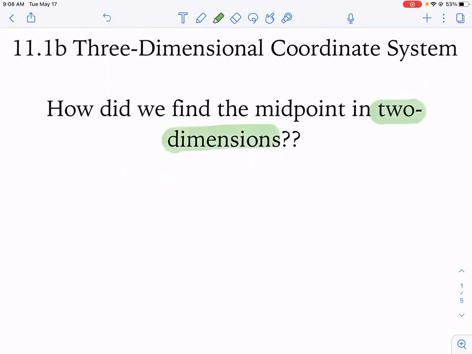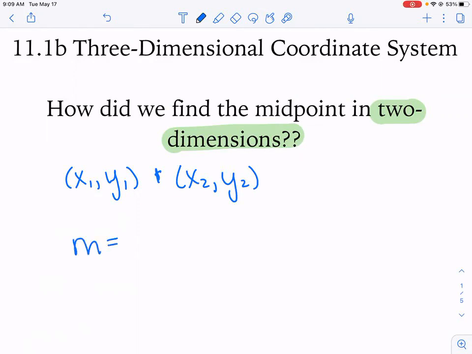In 2 dimensions, if I have a coordinate x1, y1, and a coordinate x2, y2, Grayson, since you're teaching the class today, how do we find the midpoint between these two? x2 minus x1 plus, then comma y1 plus y2.